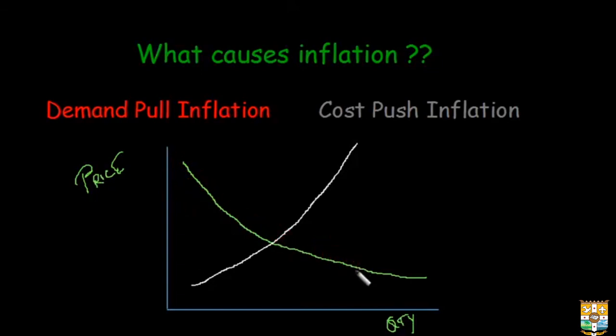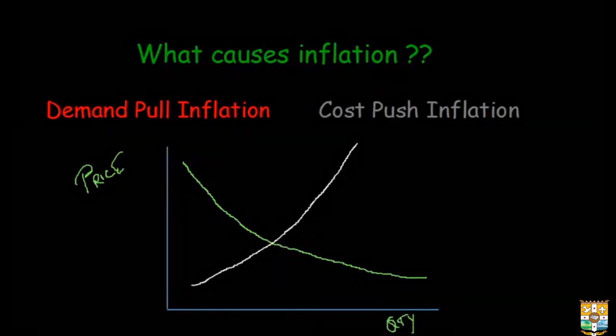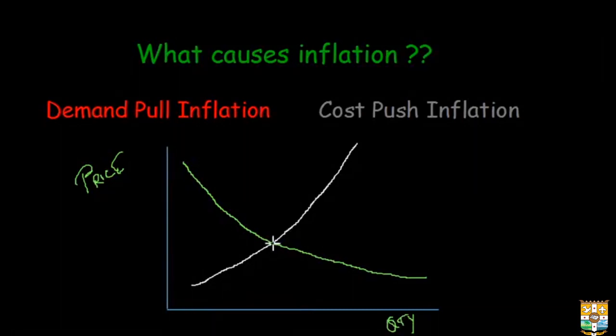As the price increases, the quantity decreases, and as the price decreases, the quantity increases. And the white one is the supply curve. As the price increases, the quantity increases, or as the quantity increases, the price increases. So we have a demand curve and a supply curve, and this point here is the equilibrium point, which gives the equilibrium price for any particular goods and services, or for the aggregate goods and services in an economy.